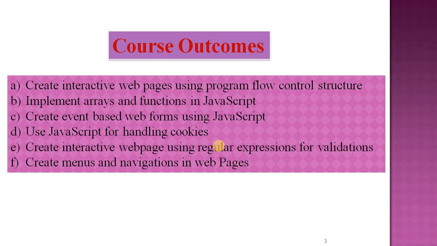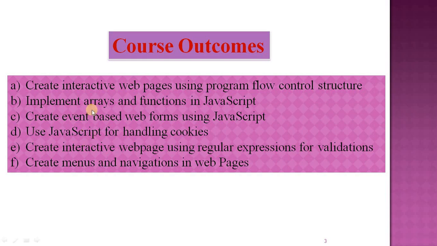What is meant by course outcome? Course outcome means after completion of the course, the student will be able to explain all the concepts related to CSS. There are a total of 6 COs. The first CO is create interactive web pages using program flow control structure. By using program flow control structure, we can create interactive web pages.